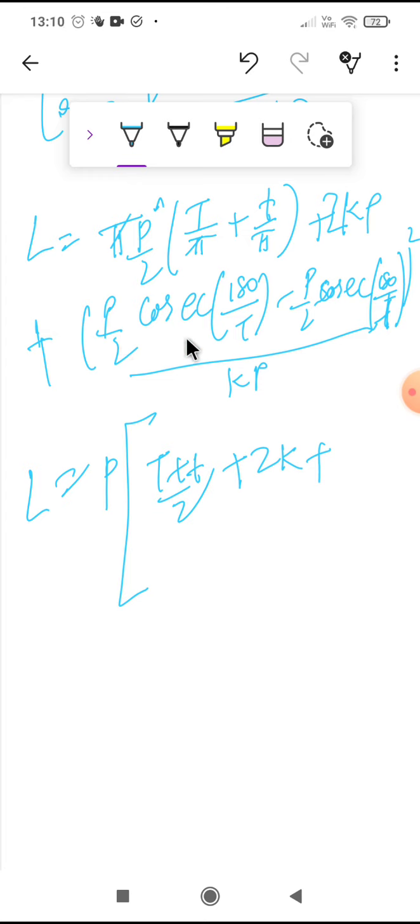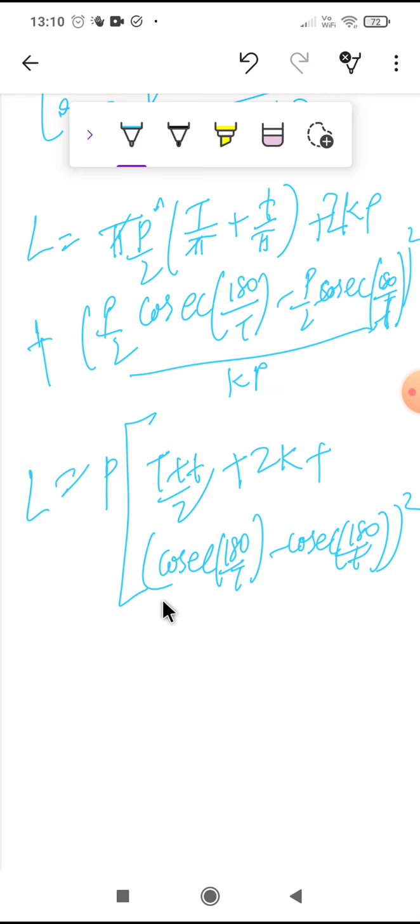So now 2 I am taking here in bottom. As there is a square here, when I bring 2 outside, it will be 4. So the term will be, here we are left with cosec 180 by t minus cosec 180 by t whole square divided by 4k.